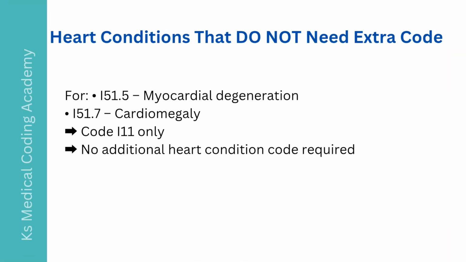Heart conditions that do not need an extra code. For certain heart conditions, such as myocardial degeneration, I51.5, and cardiomegaly, I51.7, only I11 is assigned. No additional heart condition code is needed in these cases. This is a common CPC exam trap.